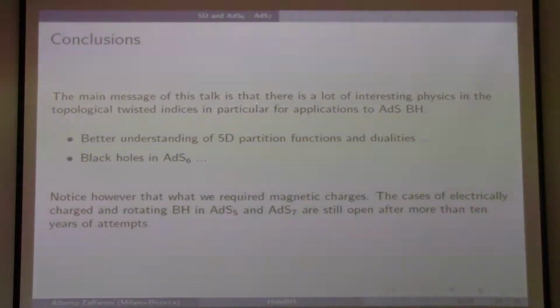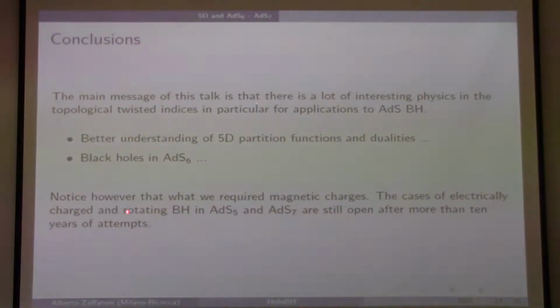Sorry, I'm late, let me go to the conclusion. The main message of the talk is that there is still some interesting physics in this topologically twisted index in various dimensions. As I was mentioning, it would be interesting to get this family of black holes in AdS6. We're also interested in looking at the dualities and how the index transforms under the dualities.